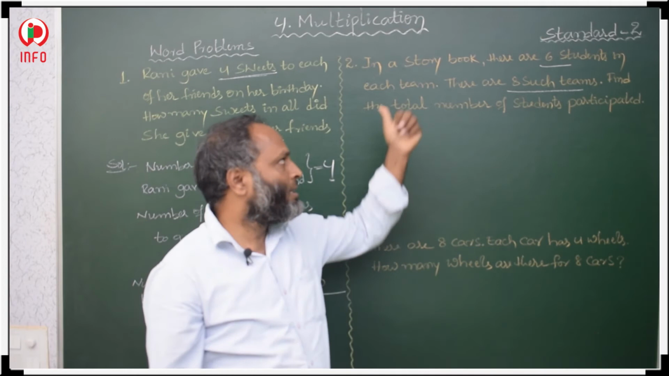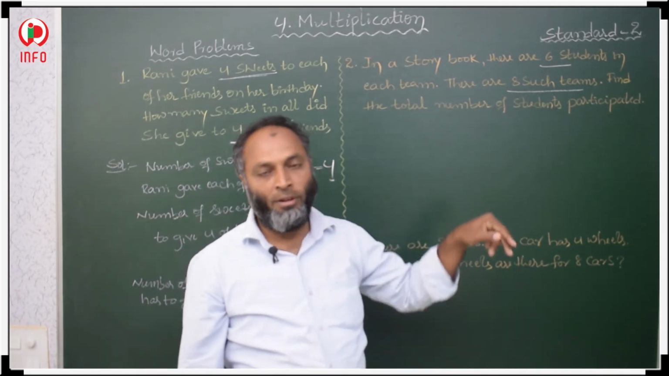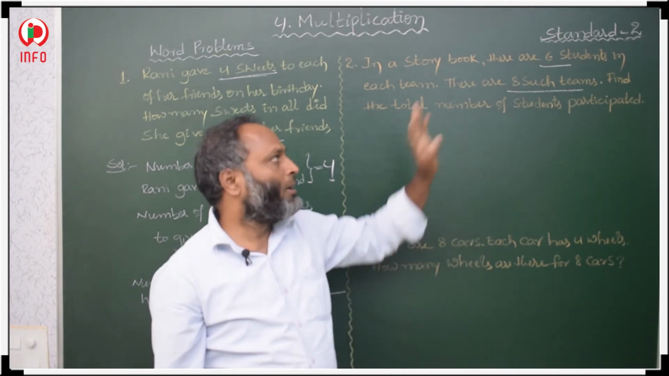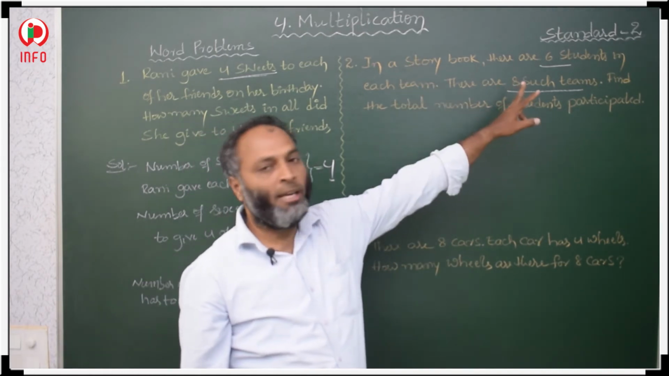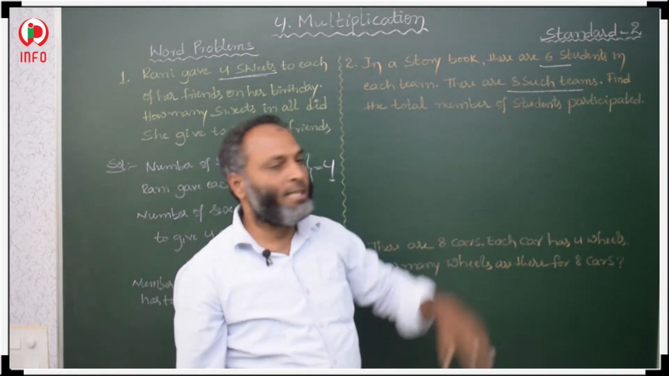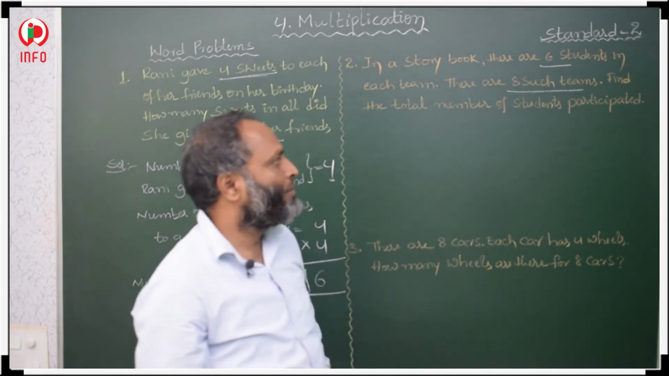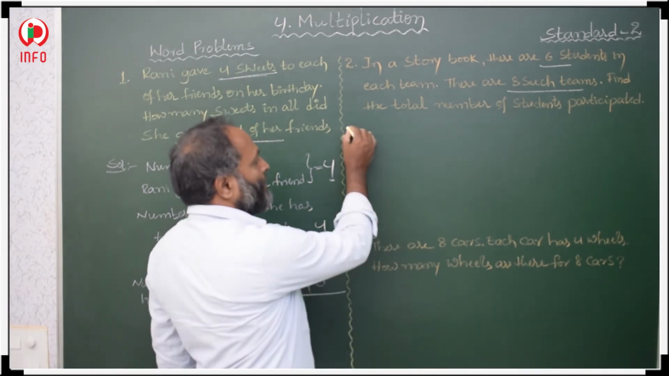Then first read the question, understand the question, then decide what we have to do: either addition, multiplication, division or subtraction. Here multiplication. Why here multiplication? For one team, about one team he has given and about 8 teams he is asking. So multiplication. Then find the total number of students participating. Okay. Then solution. Now steps.